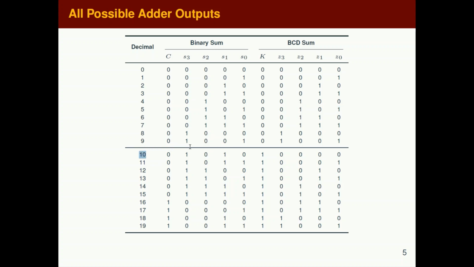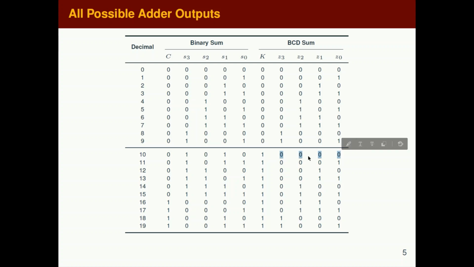When you do normal binary addition, you get the binary sum. The answer is C0, S3 is 1, S2 is 0, S1 is 0, S1 is 1, S0 is 0, which is equal to 10, right? But in order to represent the BCD sum, 1 0, the first 4 bits from the LSB show 0, and the other K, which is 1, represents 1. So this is 1, this is 0.